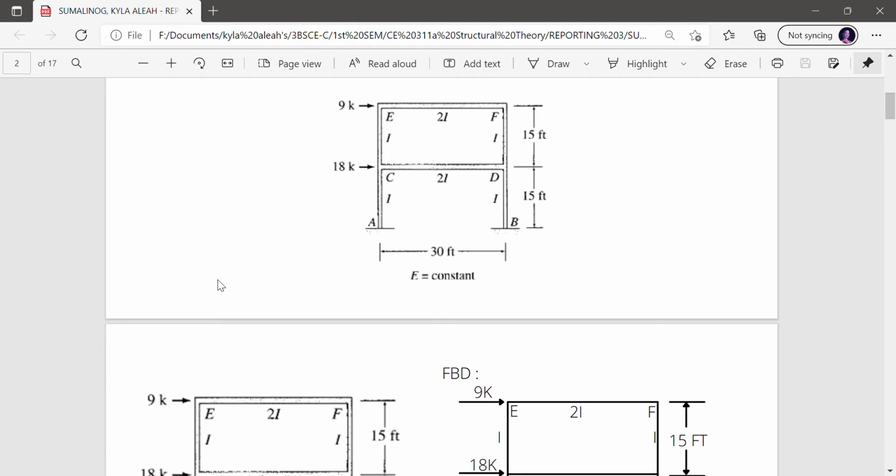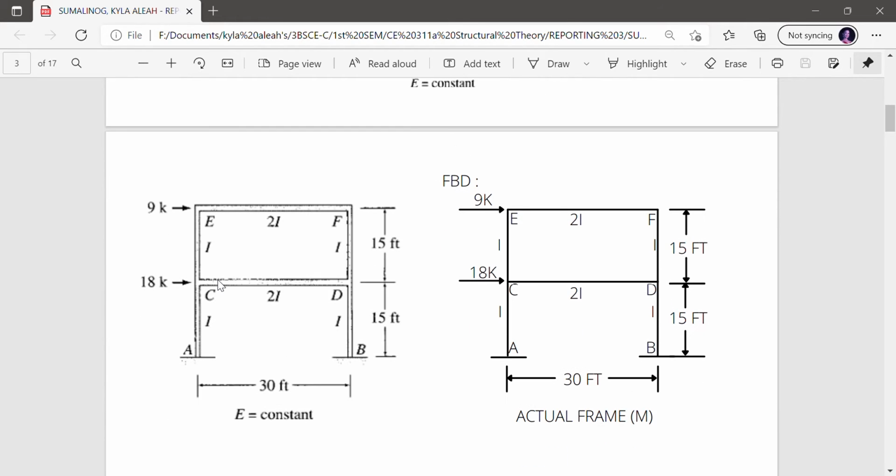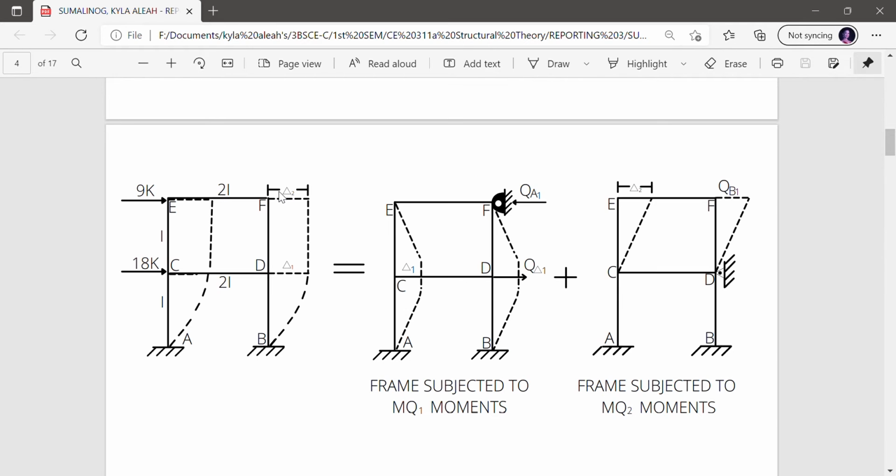Now let us go here. We have our FBD of the actual frame, the same fixed support at A and B. We are going to solve it using the moment distribution method. So we have here the frame subjected to MQ1 moments and the frame subjected to MQ2 moments. On MQ1 moments, we have the delta 1 in here, and on MQ2, we have the delta 2 in here. So let us proceed with finding the member stiffness of the frame.